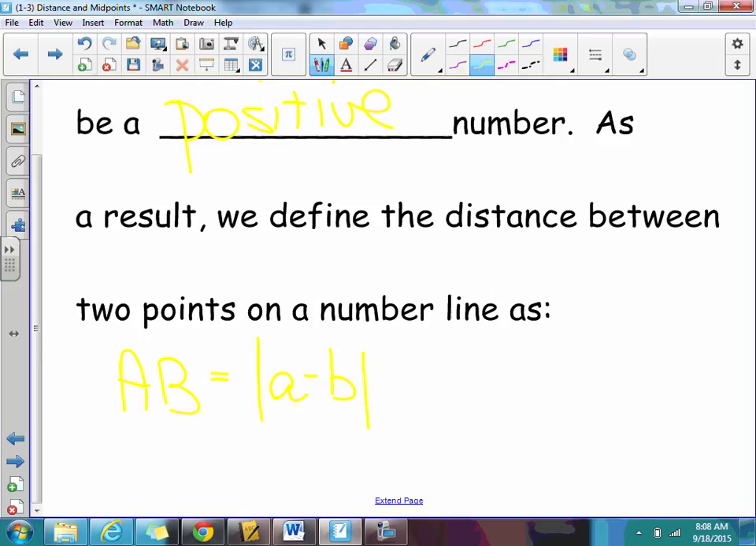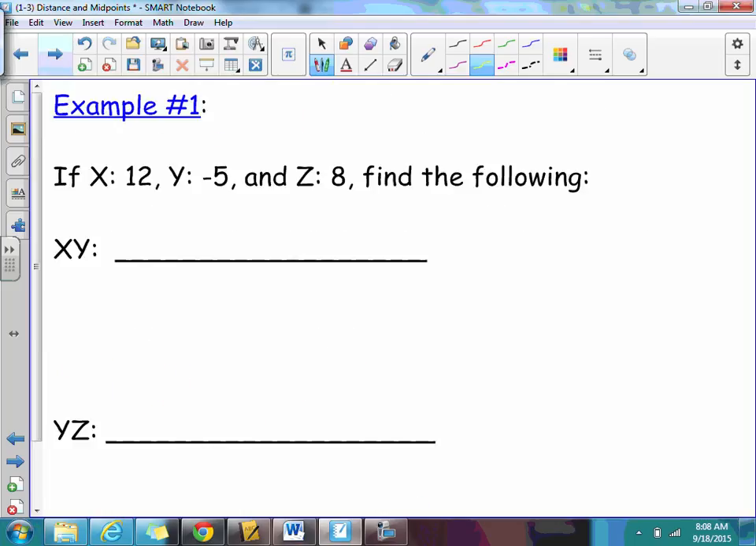Subtract, make it positive. I will ask you this on tests. I will ask you on quizzes. It'll show up on your midterm. Know this formula. Love this formula. It's easy. Just remember to subtract. Okay? So let's try it.